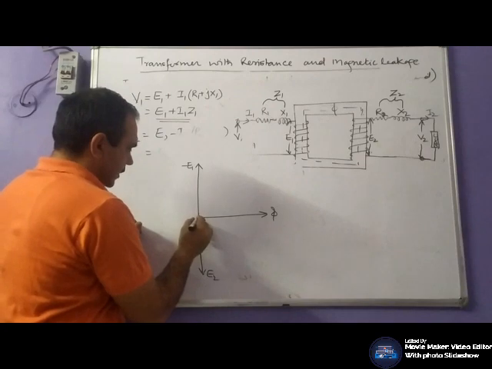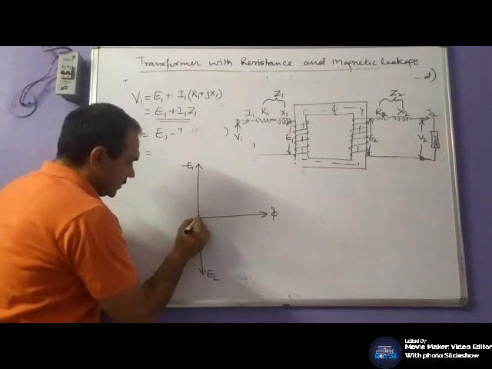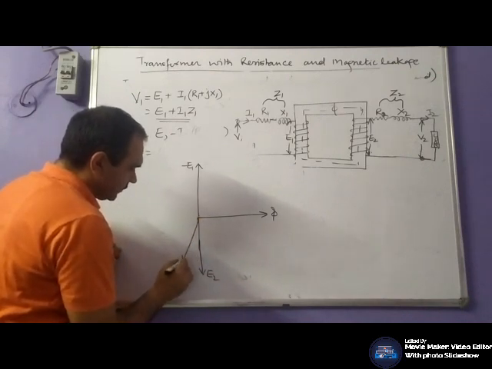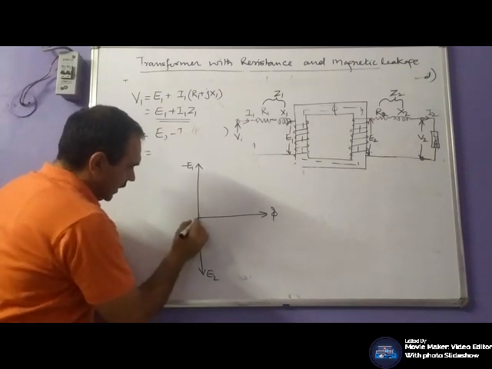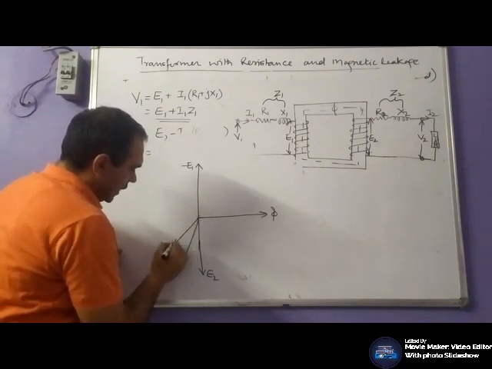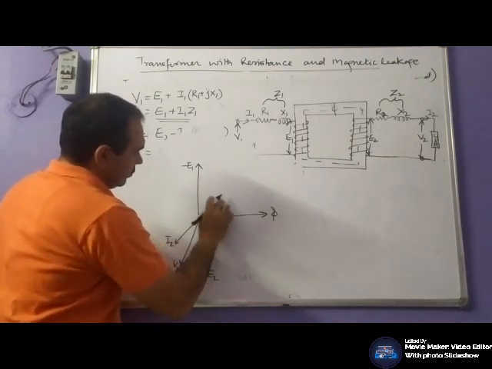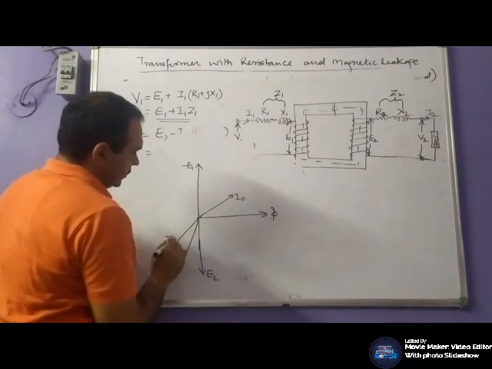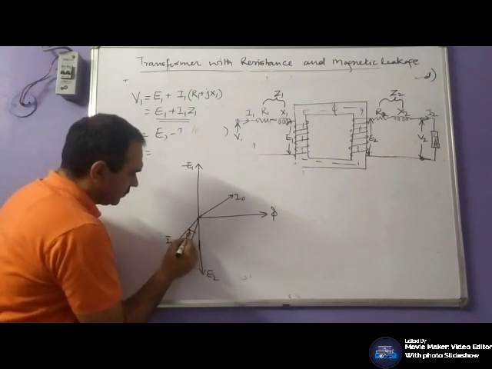Now, current lags the voltage. Let this be the V1, V2. Let this be the I2. First, draw the no load current. Let this be the I0. This angle be phi naught, phi 2.